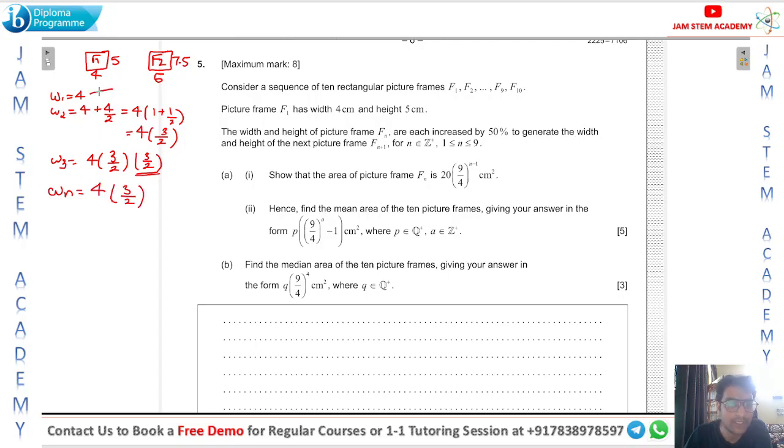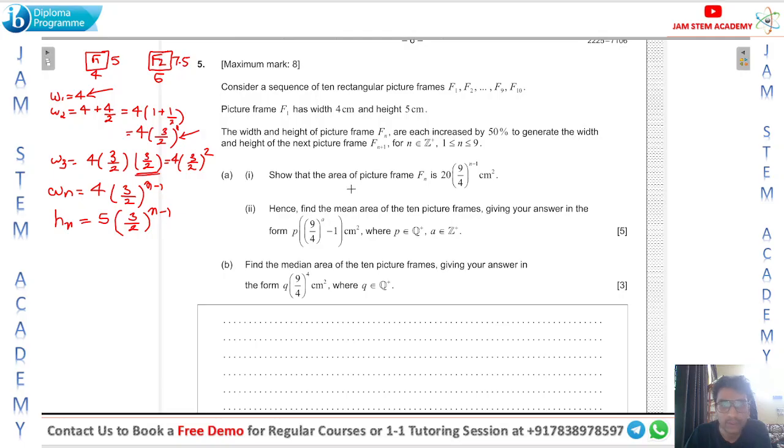See, for the first one, there is no 3 by 2 power. For the second width, yes, we have 3 by 2 raised to the power 1. For the third width, we have 4 times 3 by 2 raised to the power 2. So similarly, we can generalize it. For the nth term, the power will be n minus 1. Similarly, for the height of the nth frame, that will be 5 times 3 by 2 raised to the power n minus 1. So these are the width and height respectively for the nth frame.